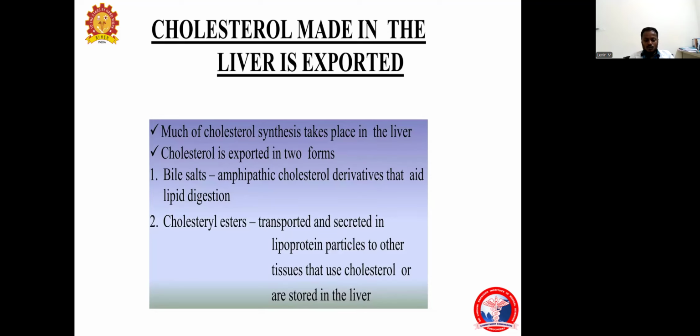So the cholesterol made in the liver is exported in two forms: one is bile salts, amphipathic cholesterol derivatives that aid lipid digestion, and the second is cholesterol esters, transported and secreted in lipoprotein particles to other tissues that use the cholesterol, or stored in the liver.